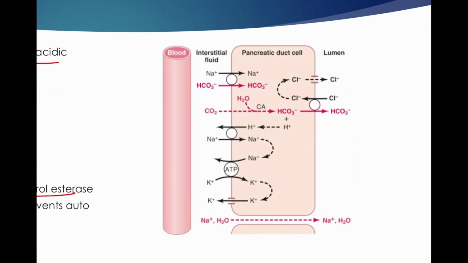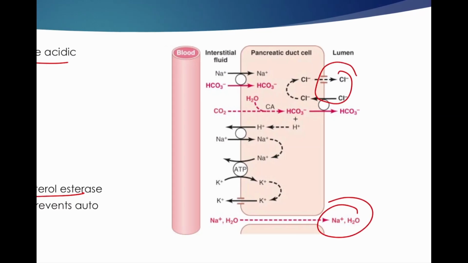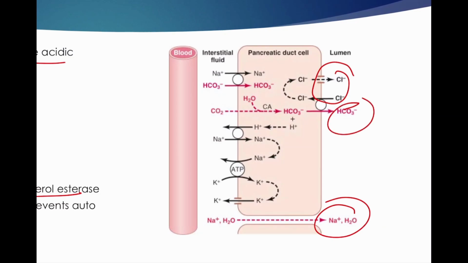You don't have to know this one, it just explains again how we get, here's our lumen, here's our chloride, there's our water and the bicarb. And here's our bicarb getting dumped into the lumen to help with digestion.